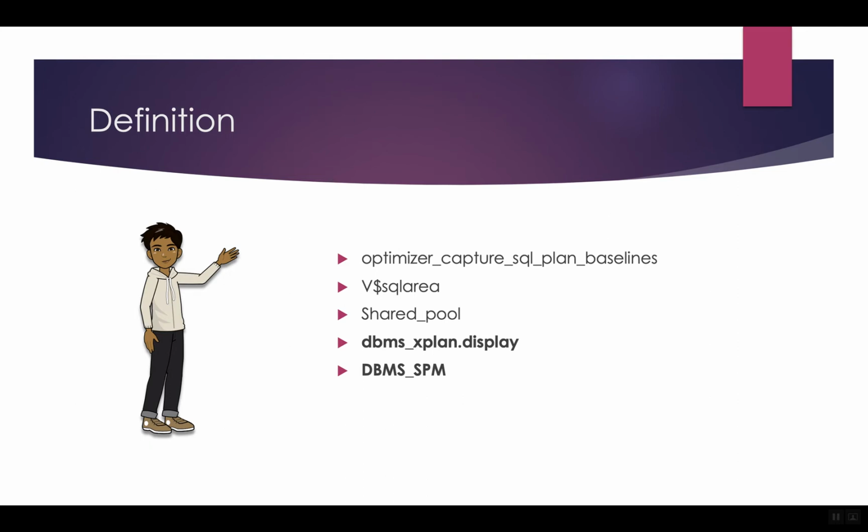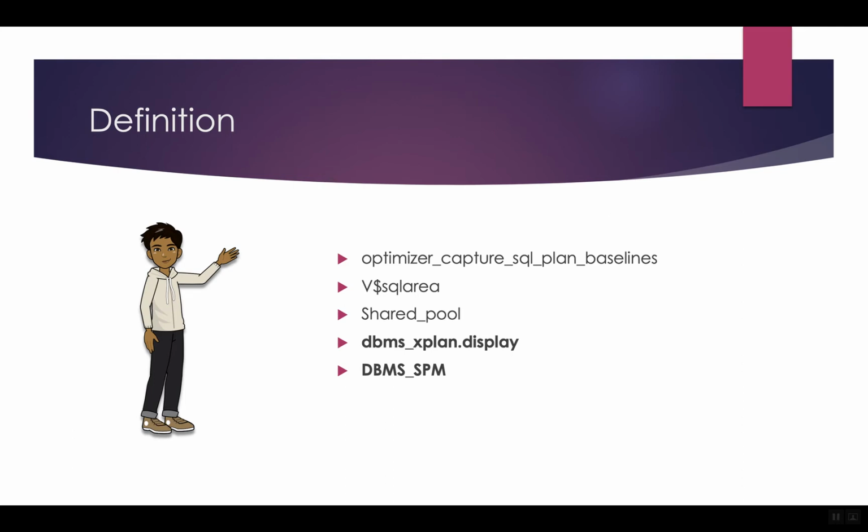V$SQLAREA is the view which contains the details about parse, execute, and fetch queries, one line each, and generally it contains the parent SQL ID details. Shared pool is a memory area in the SGA which keeps track of the library cache, shared library cache, session cache, and dictionary cache. There are another 4 components, called private SQL area, PL/SQL area, and lock definitions. These things are kept in the shared pool.